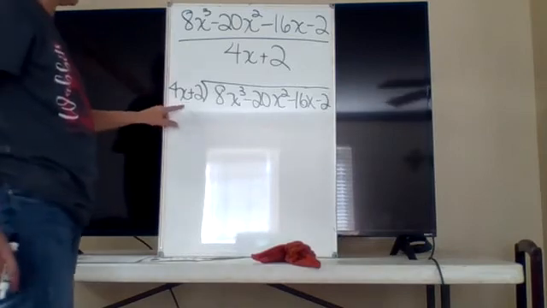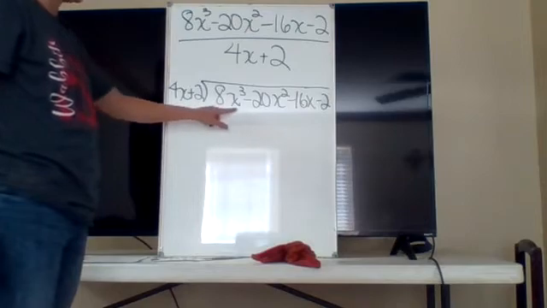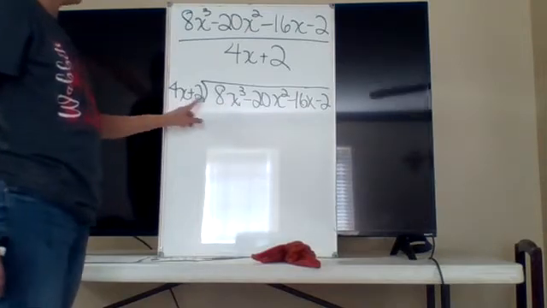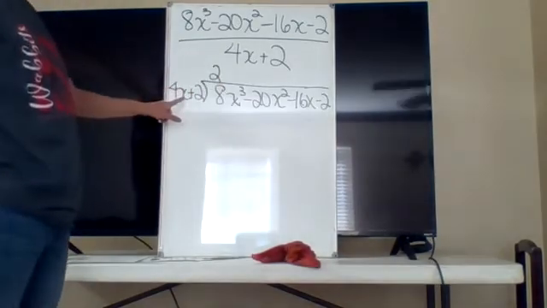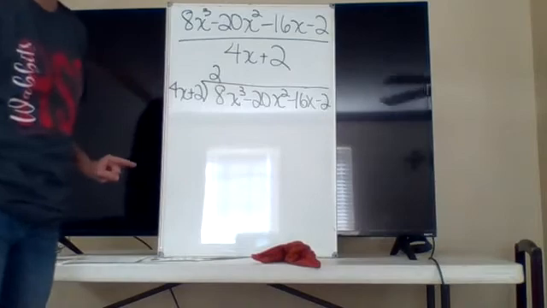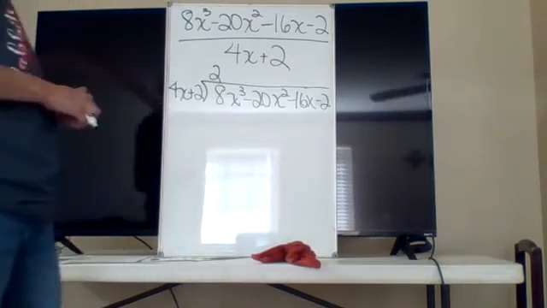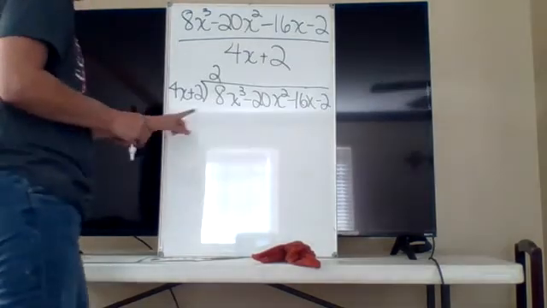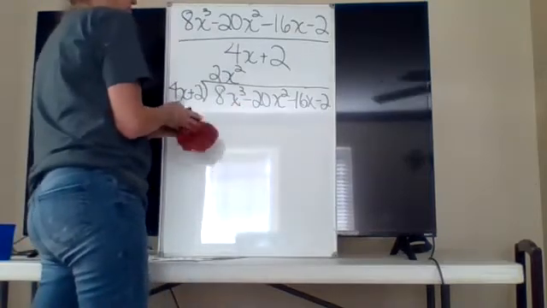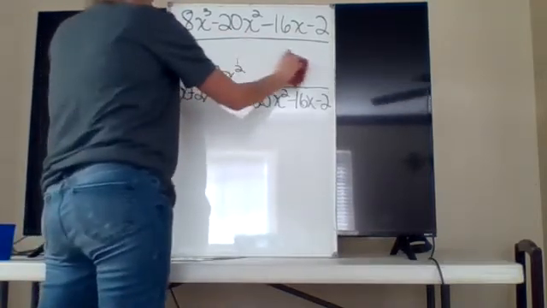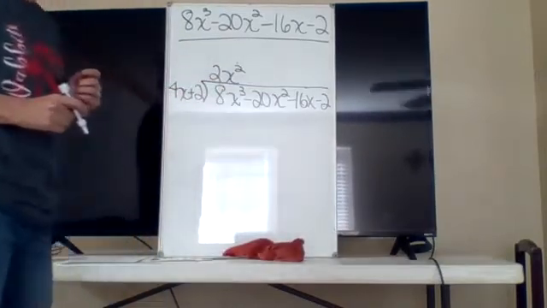So let's see, looking at our first terms, what do you need to turn 4x into? You need to turn it into 8x to the third. So how do you turn your 4 into an 8? You'll need to multiply it times 2. How are you going to turn x into x to the third this time? What do you need to multiply x by to make it x to the third? You would need to multiply it by x squared, right? Because x squared times x is what's going to give you that x to the third that you need.